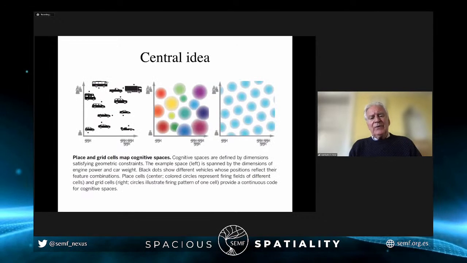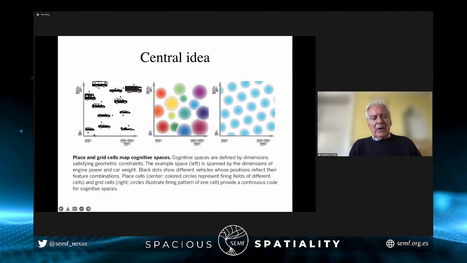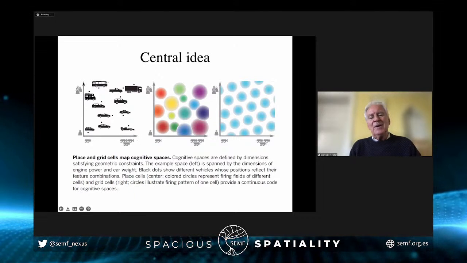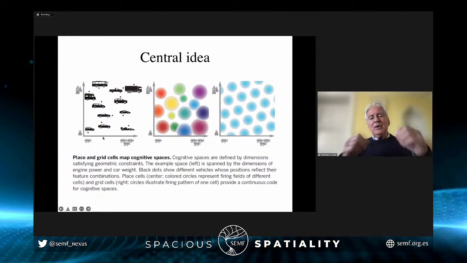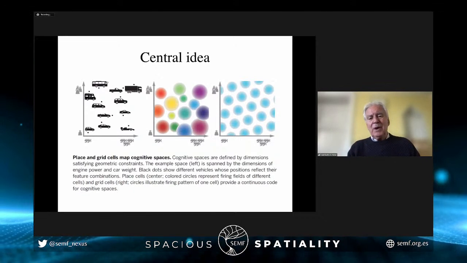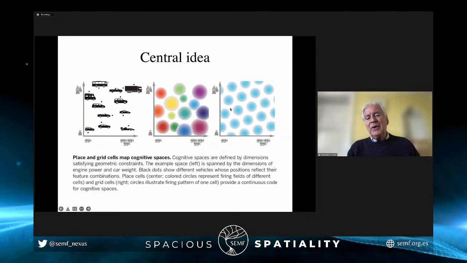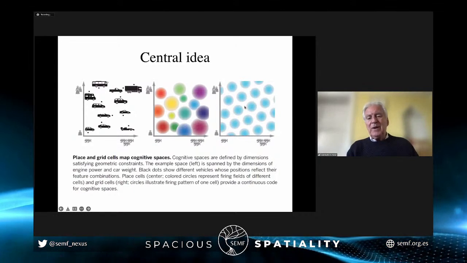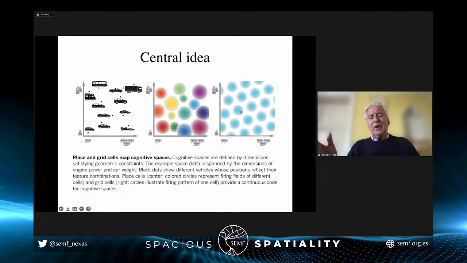So here is the central idea. If you have a space, this is an artificial space with vehicles. There are two dimensions: the force of the engine, and the size of the vehicle. And then you get different objects placed here, and then you can train people on these objects, and they would correspond to place cells in the hippocampus, and these place cells would then be located in a coordinate space by the grid cells.